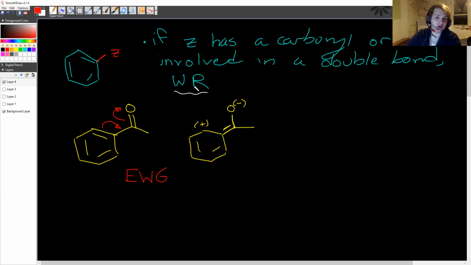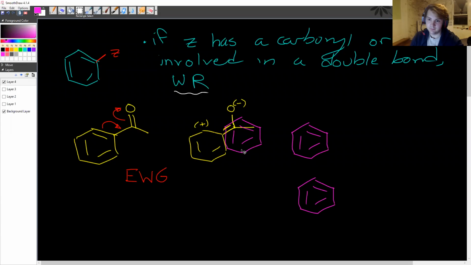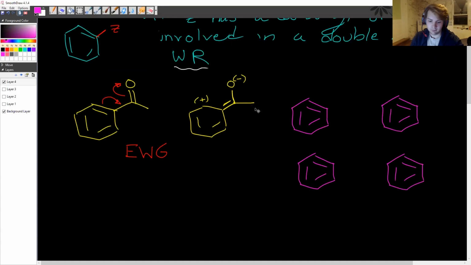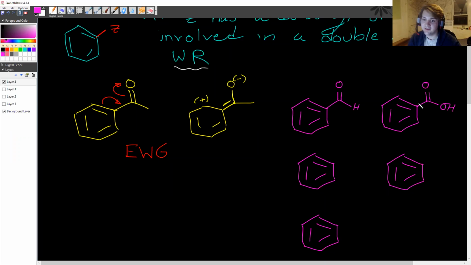So the process is withdrawing through resonance. The group itself is called an electron withdrawing group. What are examples of different functional groups? Well, anything that puts a carbonyl or a double bond at the Z position. Let me copy this so I don't have to keep redrawing. We can have things like an aldehyde. Oh, look, at the Z position, we have a carbonyl. We can have things like a carboxylic acid, carbonyl at the Z position.